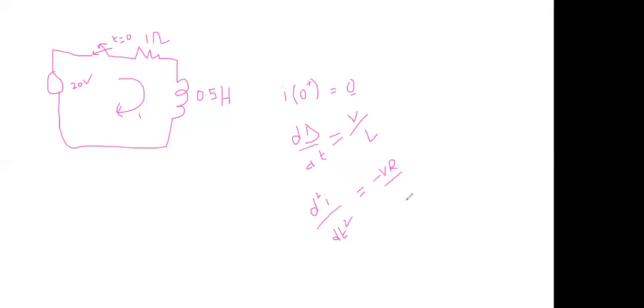So what is the current equation? Already derived, the current equation I equal to V by R into 1 minus e power minus R by L into t, from the first topic of derivation, the RL circuit.